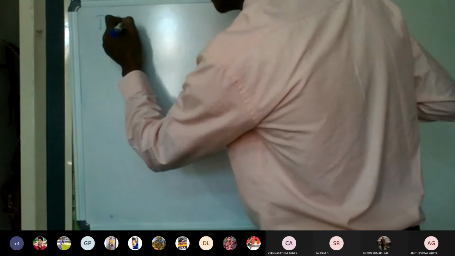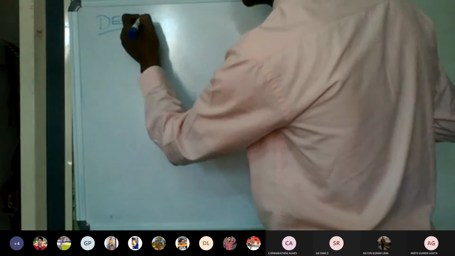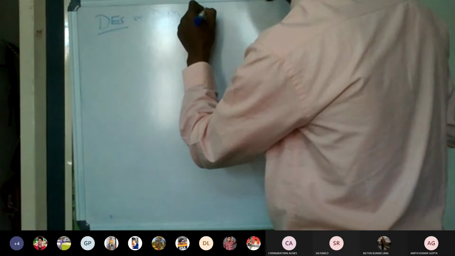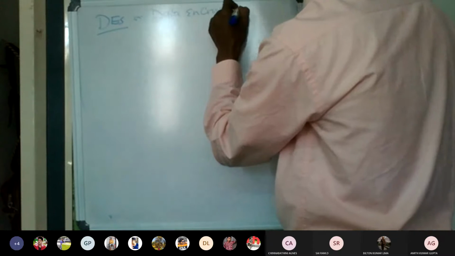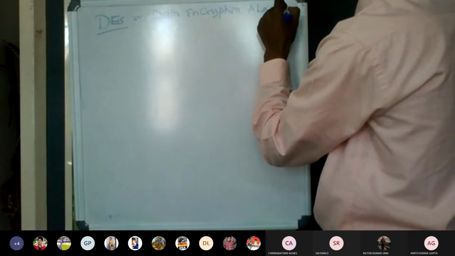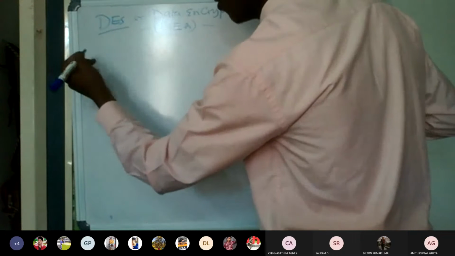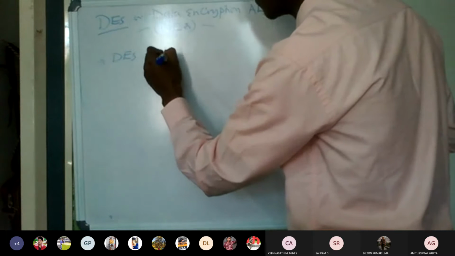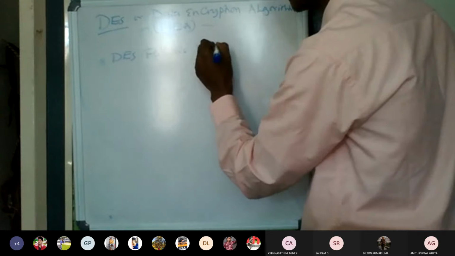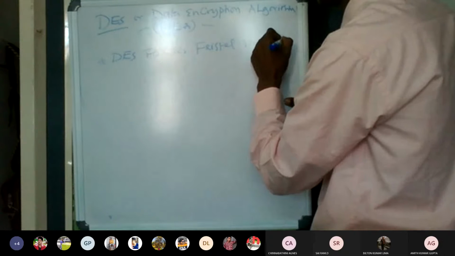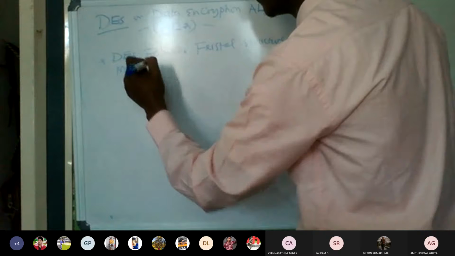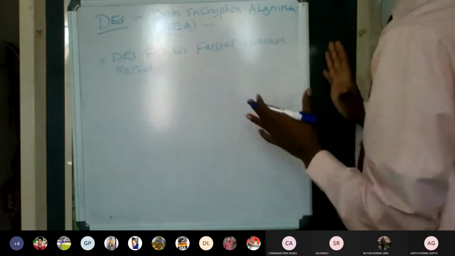DES, the Data Encryption Standard, or Data Encryption Algorithm, which stands for DEA. Sometimes people call it this way. It has the following important points. DES follows a Feistel structure method. It means it uses the same steps.